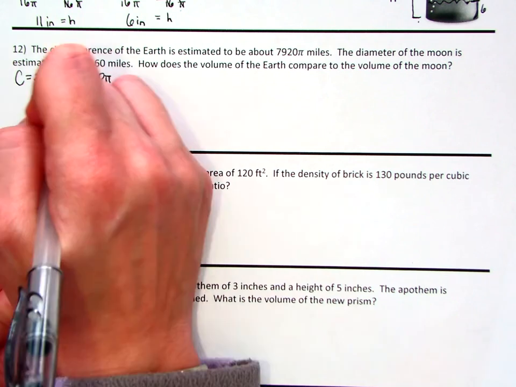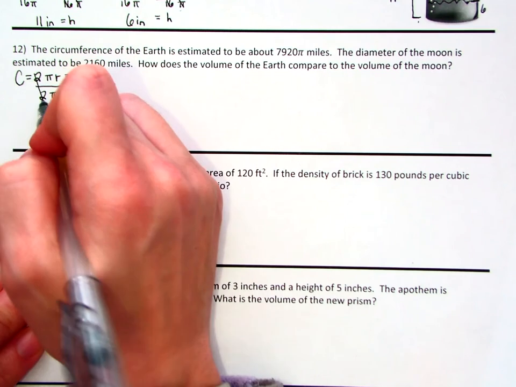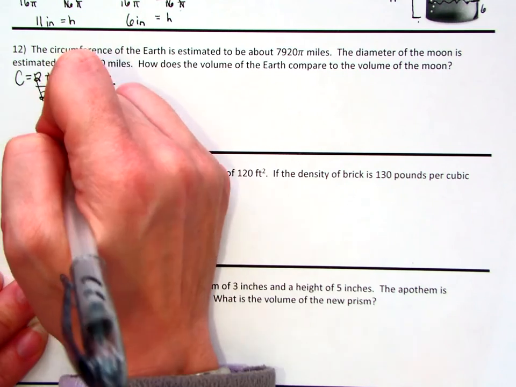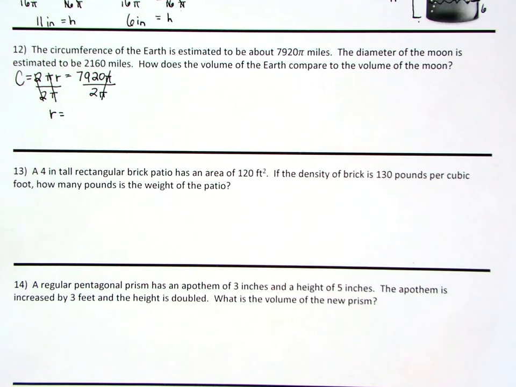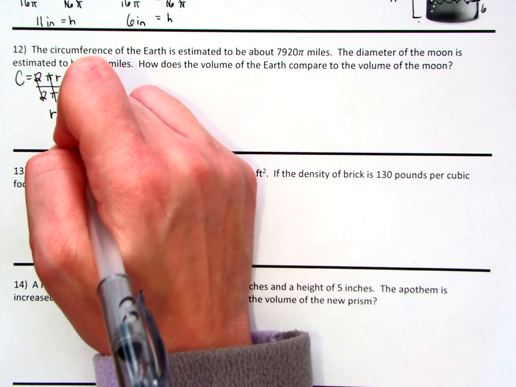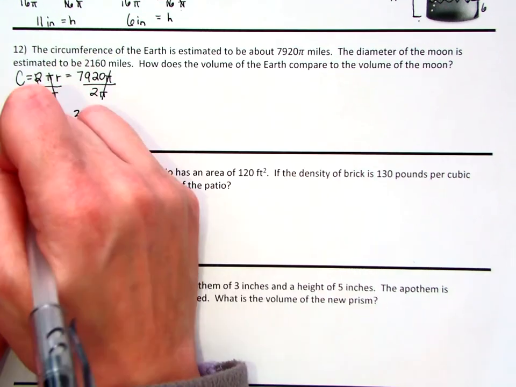So if I divide both sides by 2 pi, notice what happens: the 2's cancel, the pi's cancel, and I'm left with the radius equals 7,920 divided by 2, which is 3,960. So now we're going to plug that into our volume formula.